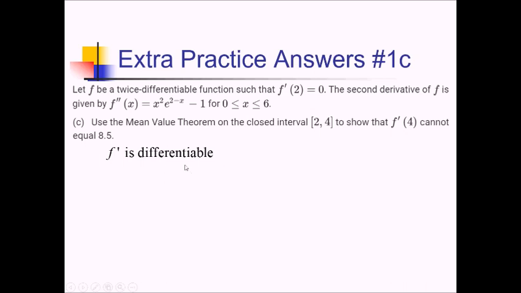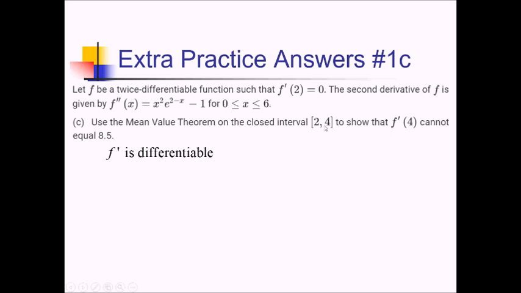Now the conclusion of the mean value theorem, that's what's going to help us out here, is that if you are differentiable, that means that the average rate of change of the function, f prime, has to equal the instantaneous rate of change of f prime, which is f double prime, somewhere on the interval from 2 to 4.